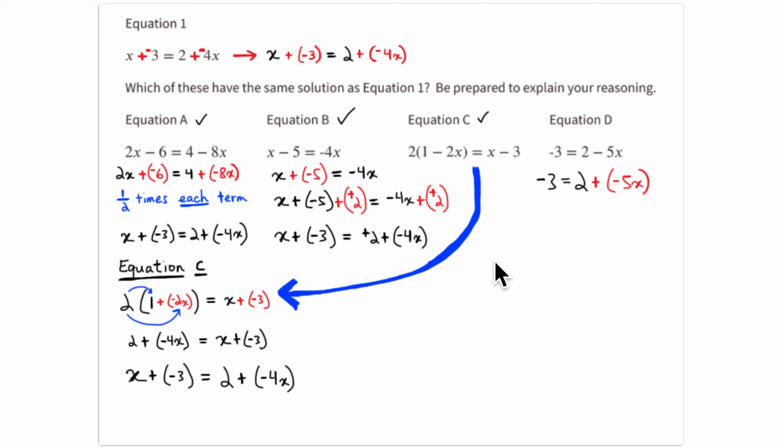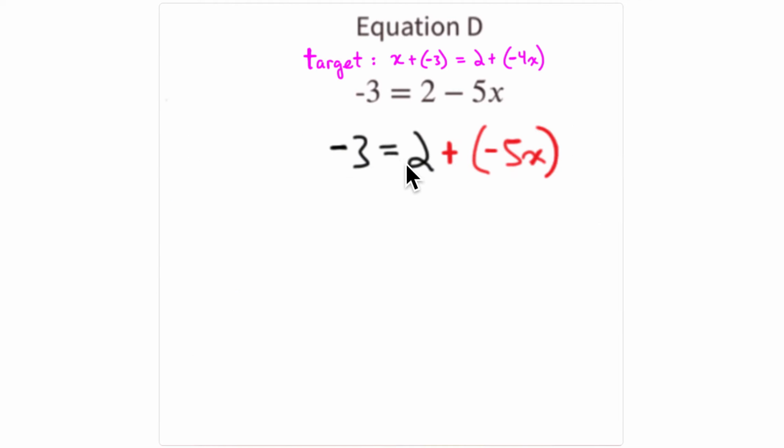All right, the last one, which is D here. All right, so I changed this to adding a negative 5x, and so now can I change the form of this equation to this equation? And again, multiplication doesn't work. I have 2 plus a negative 5x, I have 2 plus a negative 4x. I can't multiply every single term to change all of these terms into this in some way. So I'm going to then look for addition.